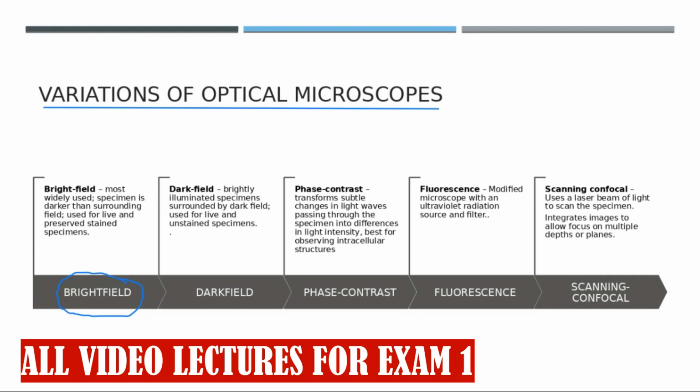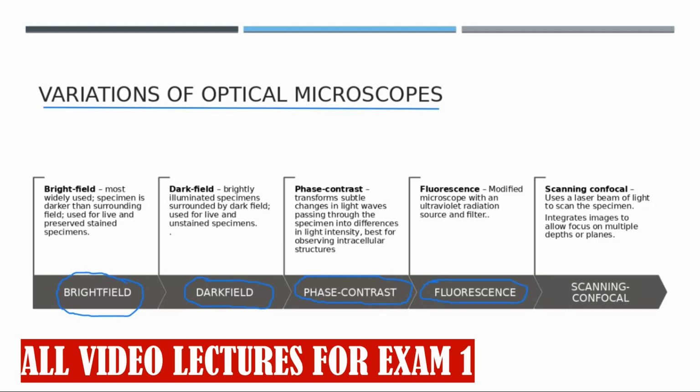The second type of light microscope is called dark field. This one is the opposite. The object is transparent or lighter, but the field or the surrounding is darker. The next type is called phase contrast. This will give us several types of transmission through the object, and so you will be able to see some structures inside the cell, for example, or inside the specimen, under the microscope.